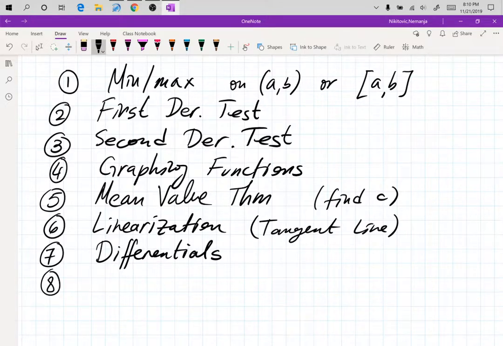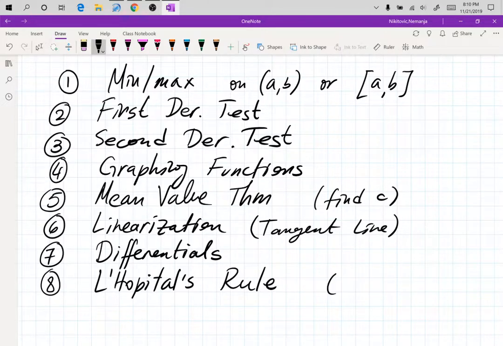Number 8, L'Hopital's rule. Probably a and b, like 2-part, or maybe even 3-part. I don't know, 2 or 3, like a, b, c. One of them will be just the basic of the basic for L'Hopital. It's already 0 over 0 or infinity over infinity. You just take the derivative and write the answer, right? So one of those will be.